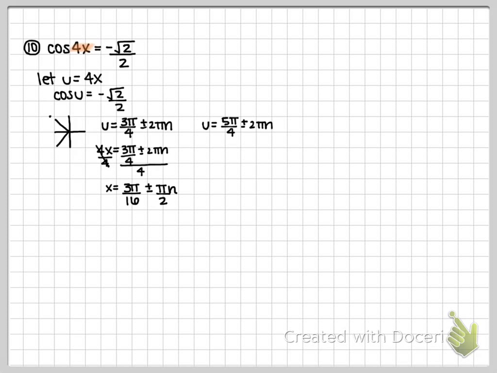Then I need to do the exact same thing over here. So I'm going to replace my u with my 4x, because again I'm solving for x. u was just a dummy variable to put in its place to help me solve. And then I'm going to go ahead and divide by 4 just like I did on the other one and clean it up. And let's see what we get. So what I have here is I went ahead and just divided both sides by 4 like I did previously with the other one. Dividing by 4 is the same as multiplying by the reciprocal, so I get 5 pi over 16. You want to make sure that you divide the 2 pi n also, so I get pi n over 2.